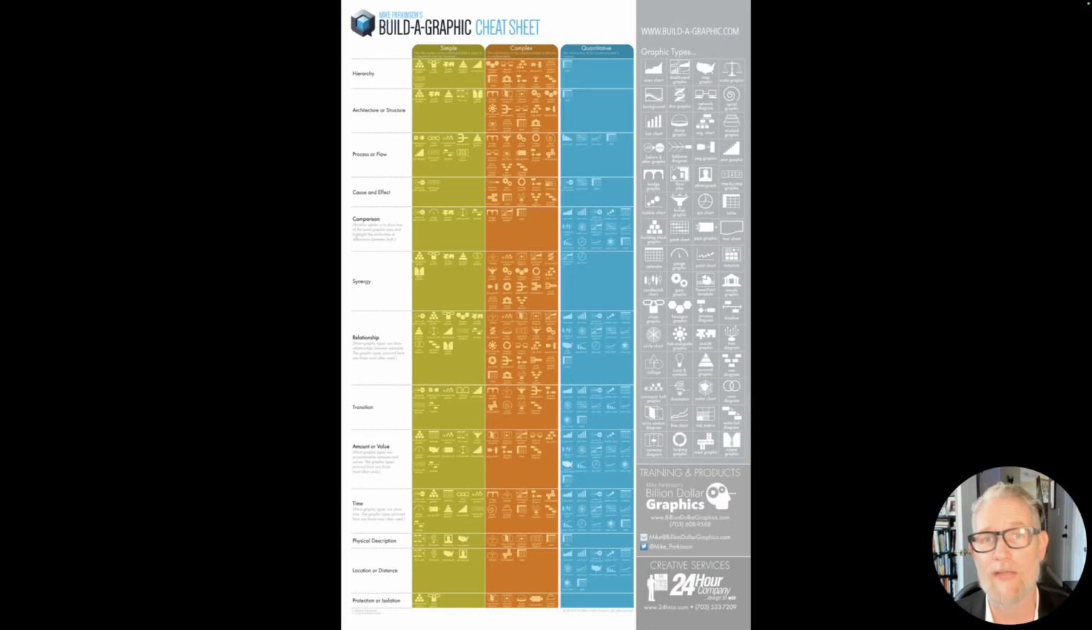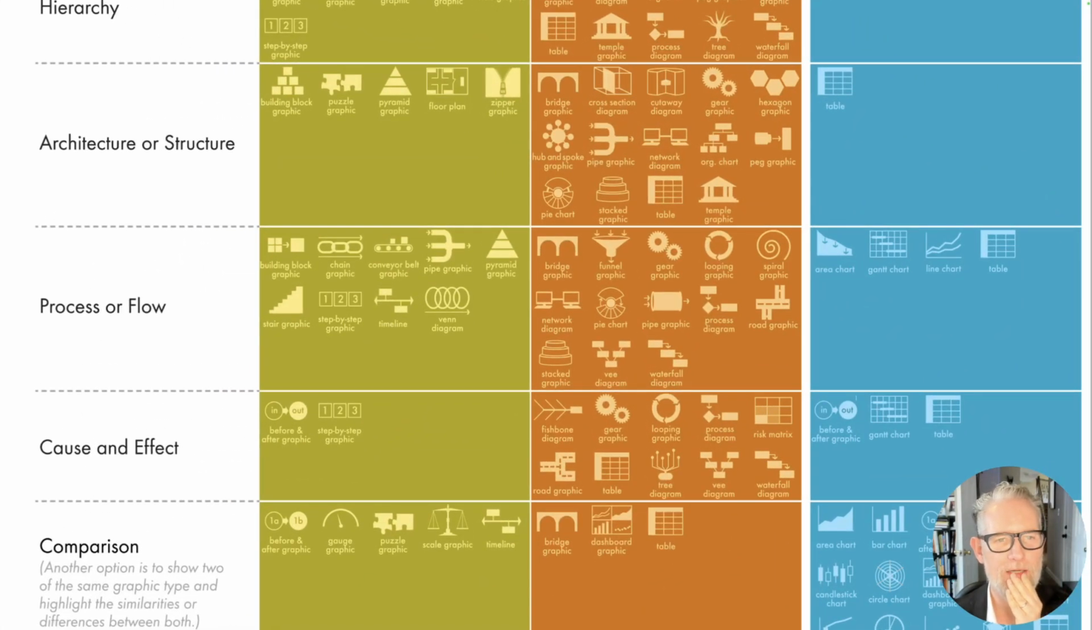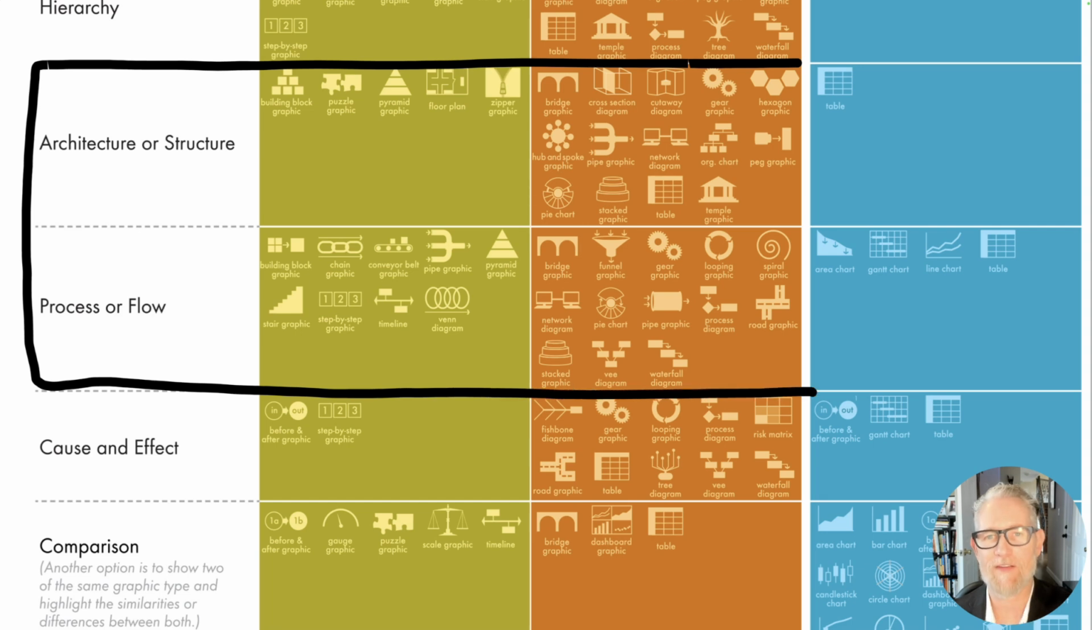Now this is something in your downloads, and a graphic cheat sheet is inspiration. So what we're going to do is say, all right, I need to show architecture or structure, the tiers, or process or flow. And then it's step 1, tier 1, tier 2, tier 3. So I would be looking at graphic types that fit in this zone right here.